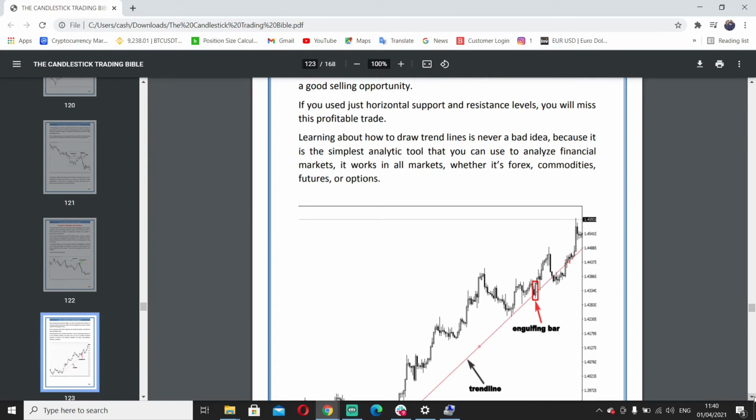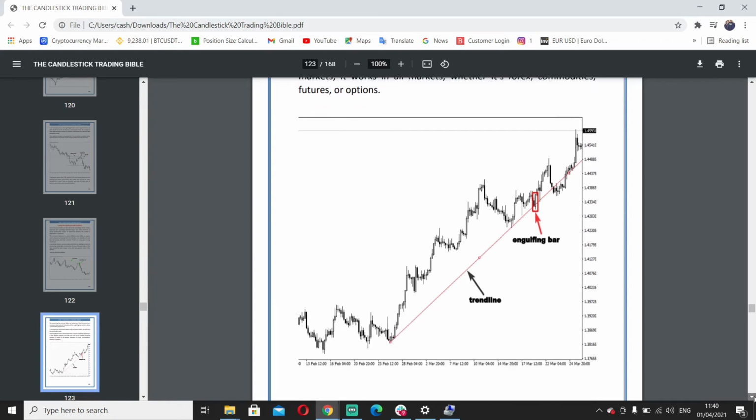Learning about how to draw trend lines is never a bad idea because it's the simplest analytical tool that you can use to analyze financial markets, and it works in all markets, whether it's forex, commodities, futures, stocks, crypto, indices, index 500, whatever it is. Trend lines are your friend. That trend is your friend, man.